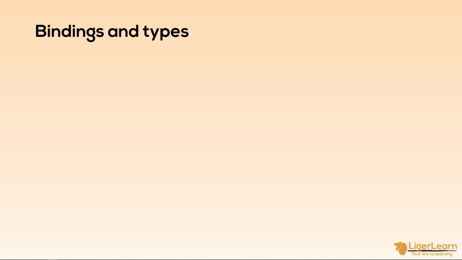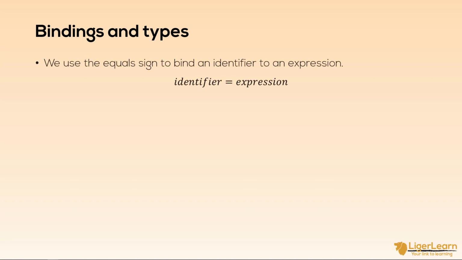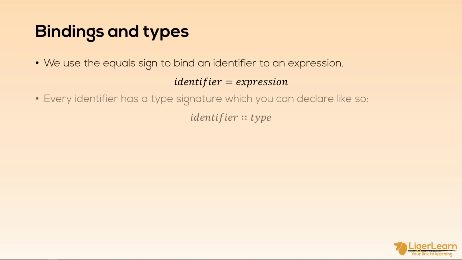In Haskell, we use the equals sign to bind an identifier to an expression. An identifier is just a name, and every binding has a type signature, which we can declare using the double colon symbol. So for example, in this code, we declare an identifier named x is of type integer. An integer is any whole number like 1, 2, 3, etc. And then we bind the integer value 1 to the identifier x.